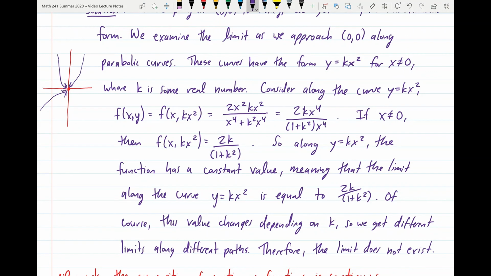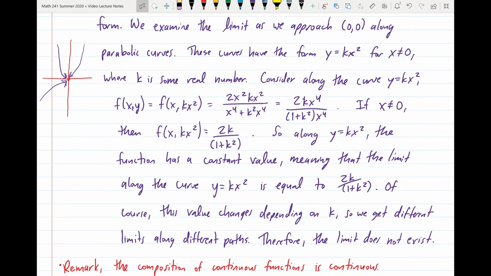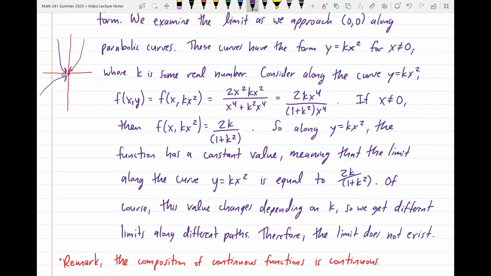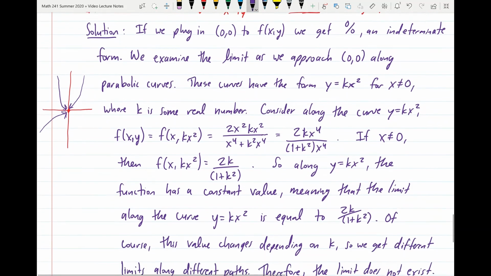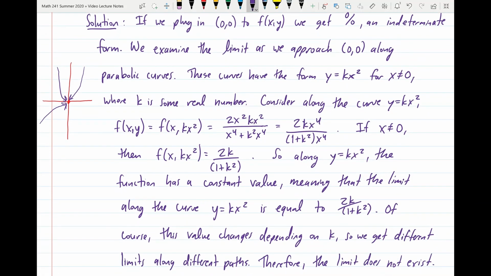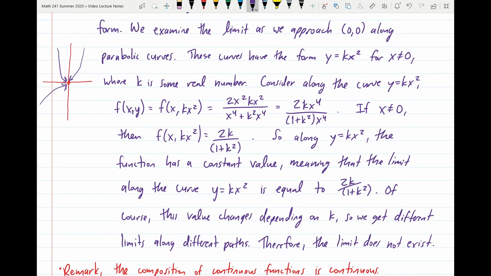So consider along the curve y equals kx squared, where k is just some arbitrary real number, we have that f of x, y is equal to f of x, kx squared. So here we've taken kx squared and we've substituted it for y. And then if we plug that into our function, we get 2x squared times kx squared as our numerator. And then on the bottom, we have x to the fourth plus k squared times x to the fourth. And we can simplify this a little bit. We get 2 times k times x to the fourth in the numerator, and in the denominator a 1 plus k squared times x to the fourth.